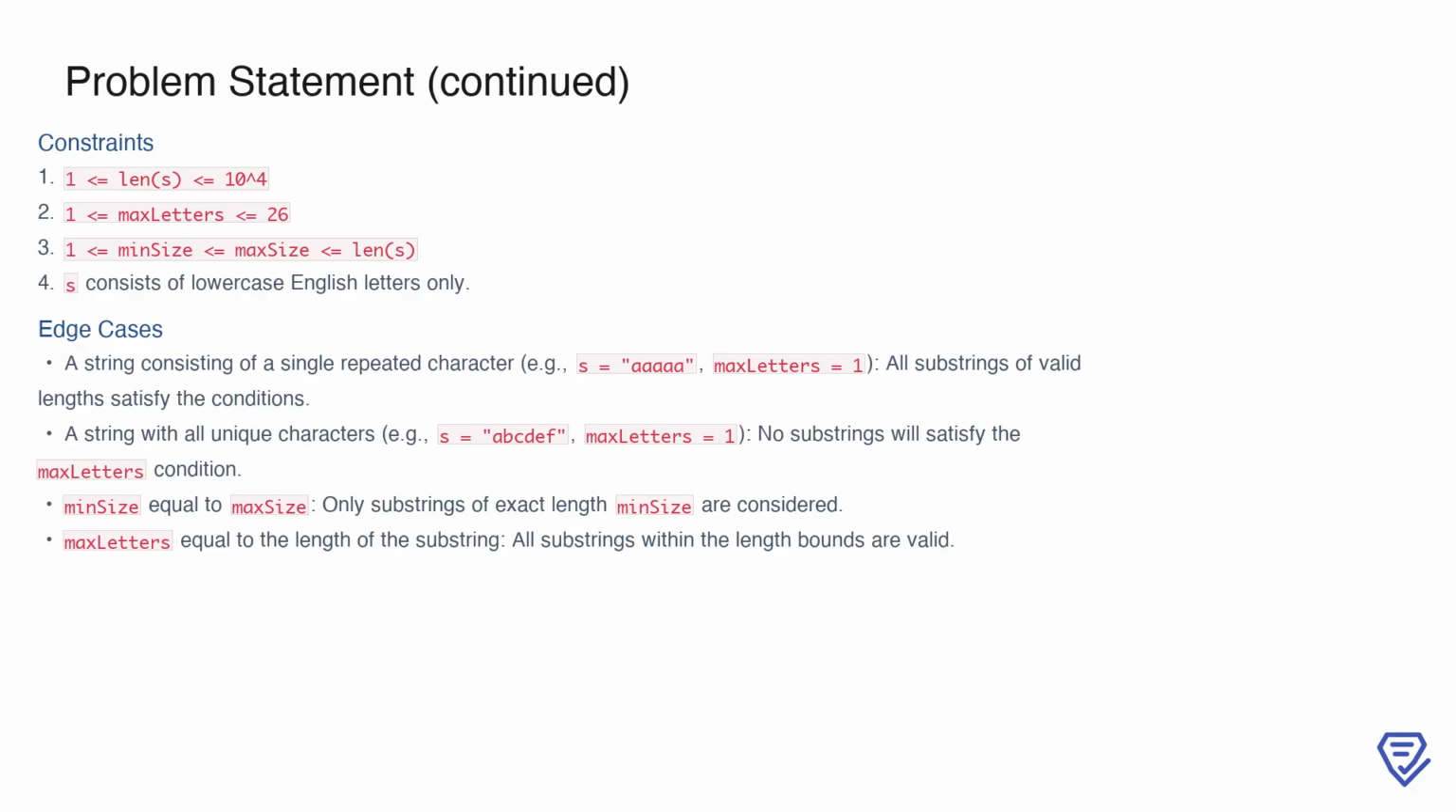On the other hand, if the string consists of all unique characters, such as ABCDEF with max letters set to 1, no substring will satisfy the max letters condition. Additionally, when min size equals max size, only substrings of that exact length are considered. If max letters equals the length of the substring, all substrings within the length bounds are valid. These constraints and edge cases highlight the importance of a robust approach to solving the problem.